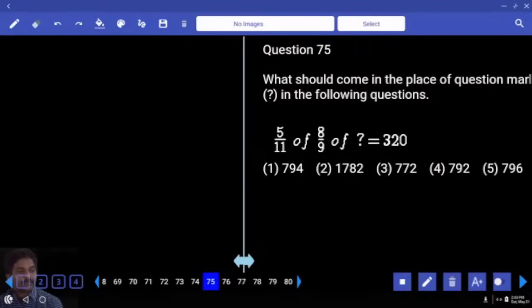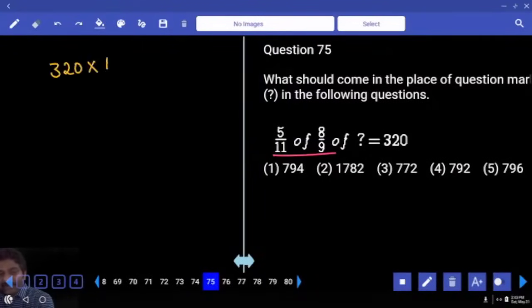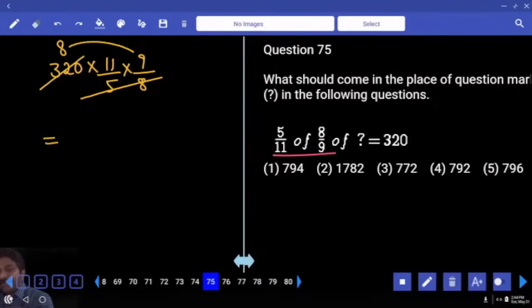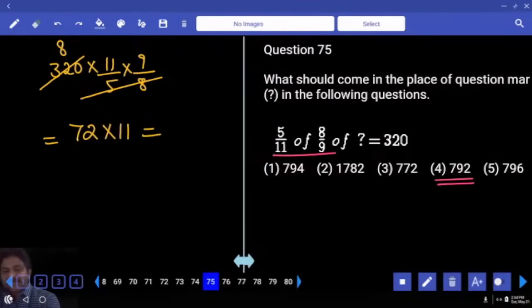Average. 2 possibilities are there. Average. Average. ఎక్కువ ఉన్నాయి తప్పదు. Take these numbers to right hand side. 320 into 11 by 5 into 9 by 5 into 8. 40 how many times? 8 times. 8 into 9. 72 how many times? Answer 792. 10 times plus 1 time. 10 times plus 1 time.